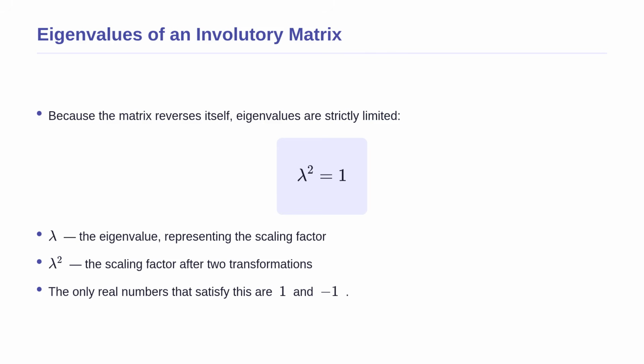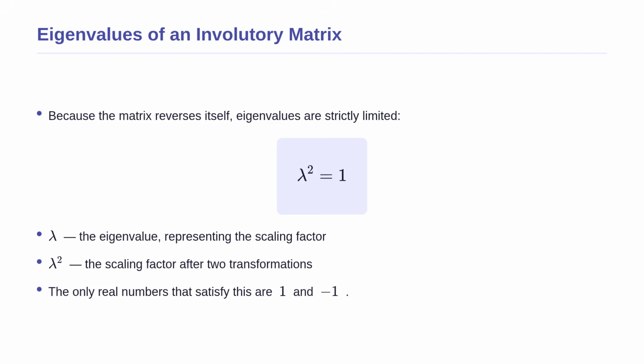Now that we have seen the geometry, let us look at the eigenvalues for an involutory matrix. Remember, an eigenvalue tells us how much the matrix stretches a vector. For an involutory matrix, the eigenvalue squared must equal exactly 1. Let us break down the symbols. Lambda is our eigenvalue, representing the scaling factor.